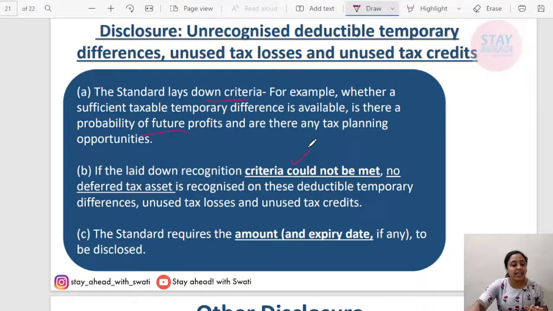Next, the standard requires the amount and the expiry, if any, to be disclosed. For example, if we talk about income tax losses, these are carried forward for 8 years, and in exceptional cases these are carried forward only for 4 years. So you need to disclose the amount of the losses, what amount and up till what date it will be carried forward, up till what date it will expire.